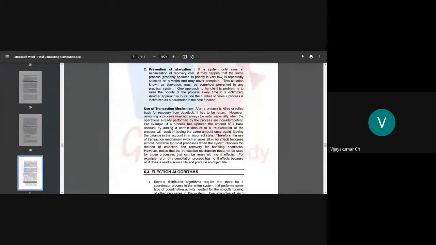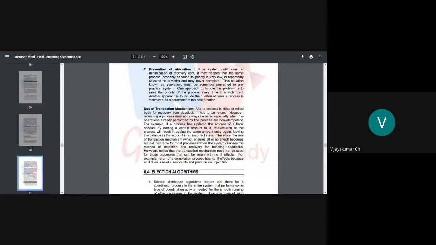Uses of transaction mechanism. What is a transaction? Inputting and outputting. Here, the inputting of data and outputting of data from a particular unit is known as a transaction. So, after a process is killed or rolled back for recovery from deadlock, it has to be rerun.